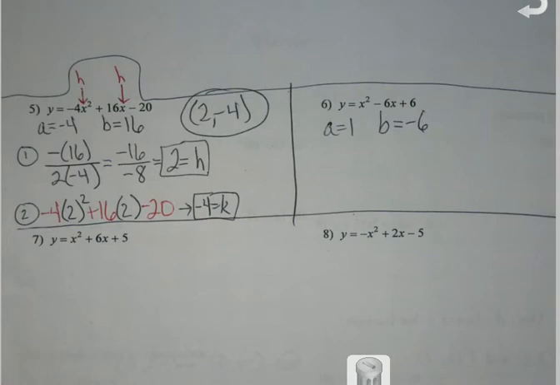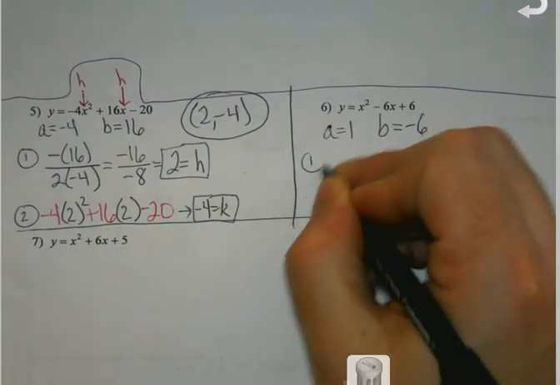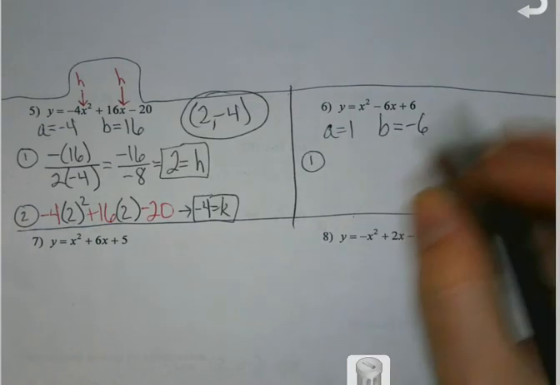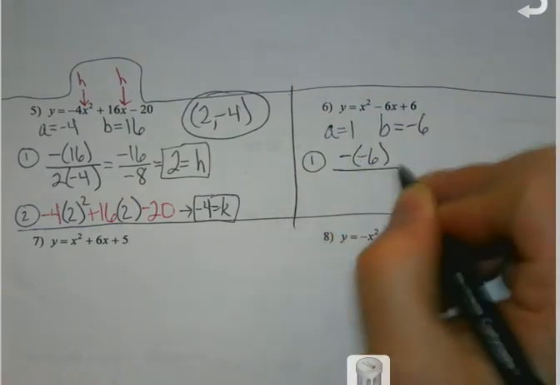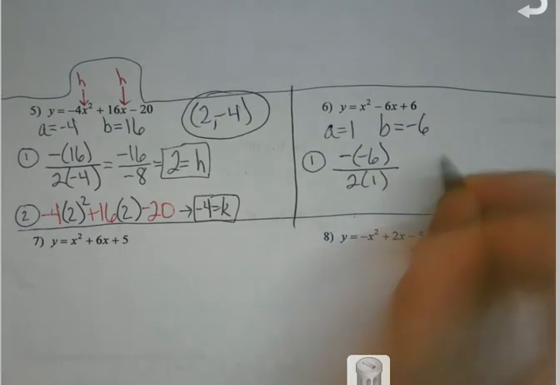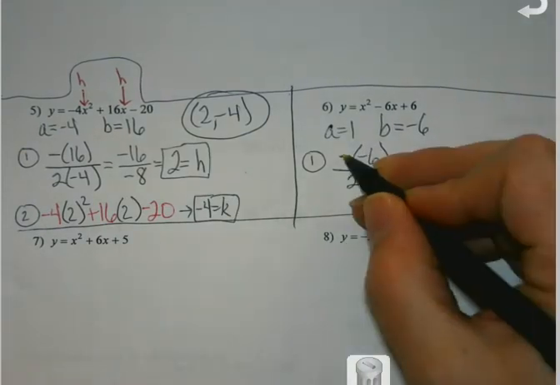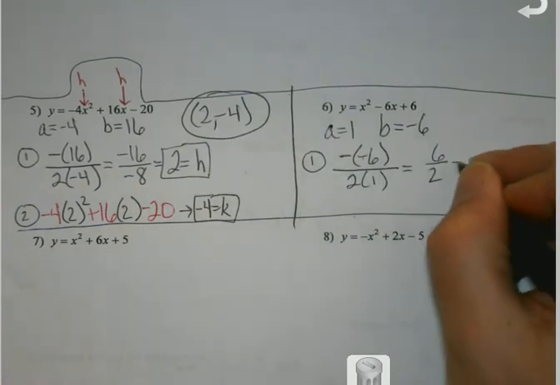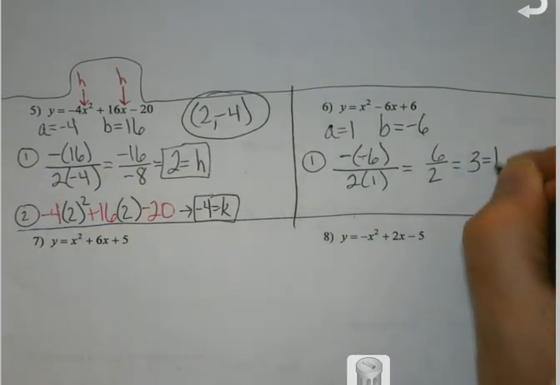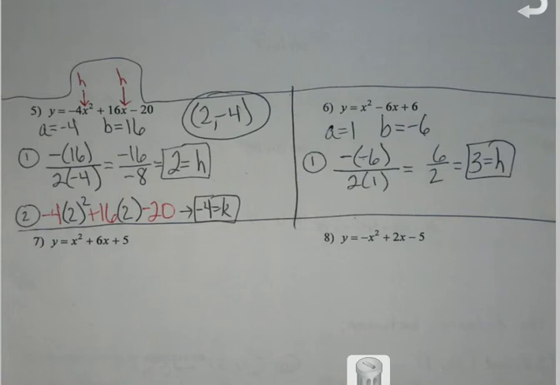So I get my a and b, because again, those are my critical values for right now. And my first step is to do negative b over 2a. We've already said negative times negative is positive. So then 6 divided by 2 will get me my h, the x value of my vertex.